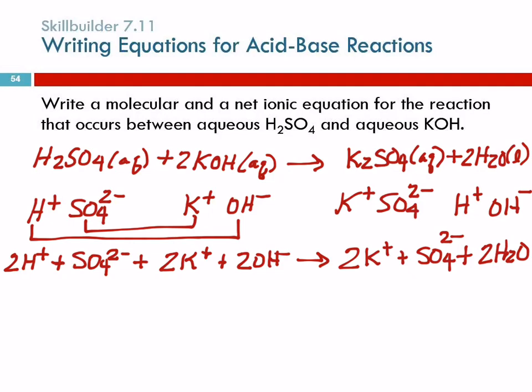Now we look at it and decide who didn't change. Did H plus change? Does he show up as one of the products? He doesn't show up as a product, so H plus changed. That's not a spectator ion. How about sulfate? Sulfate is a spectator because he's the same on both sides of the arrow. He came and watched, didn't participate. What about potassium? Also a spectator. I'm going to cross those guys off. Hydroxide, not present on the right side, so he is not a spectator.